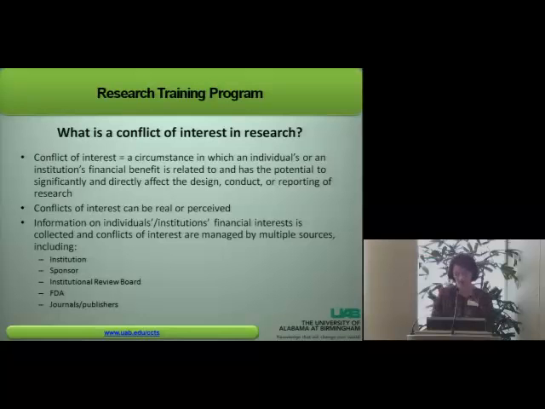Information on individuals', institutions', and financial interests is often collected, and conflicts are managed by multiple sources. That includes your institution or the institution where the research is being conducted, the sponsor, the IRB that's reviewing and approving the protocol, the FDA, and journals and publishers. All or many of these may have conflicts of interest policies that apply to a single research team. So it's very important to understand what their policies are, how they apply to you, what the requirements are, and how you meet those.